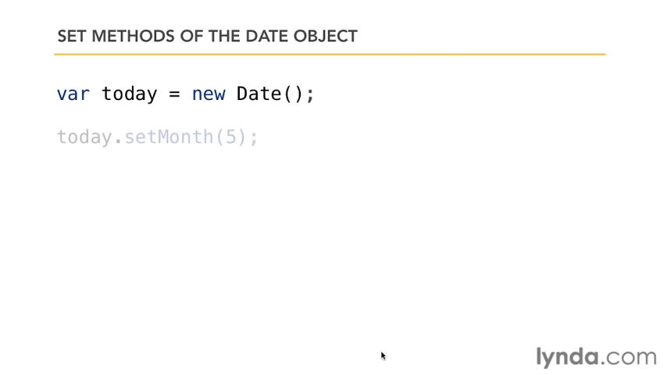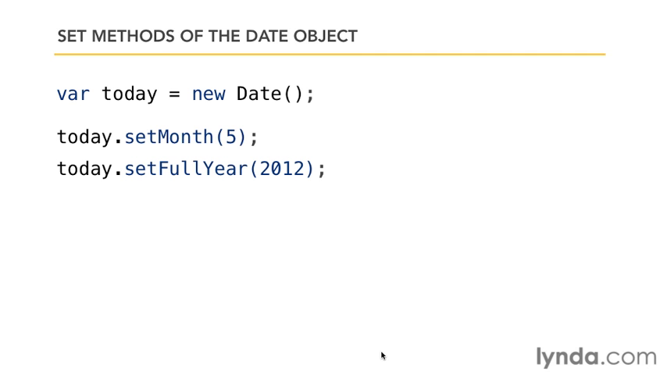Now, conversely, we have all these get methods. We also have set methods. So where we have getMonth, we also have setMonth, where we can pass in the number of the month, setFullYear, setDay, to manipulate those dates. Again, you can find the full description of these in any online JavaScript reference.